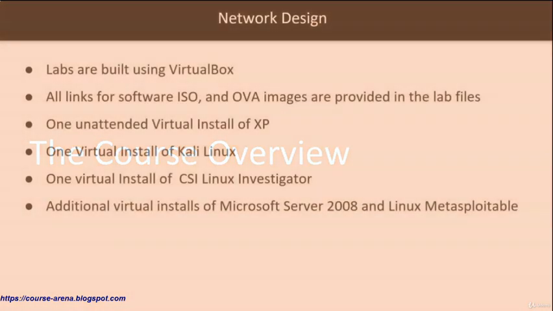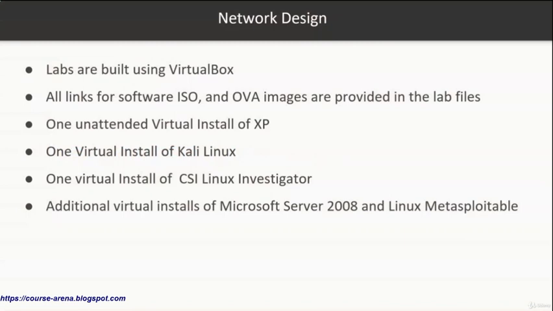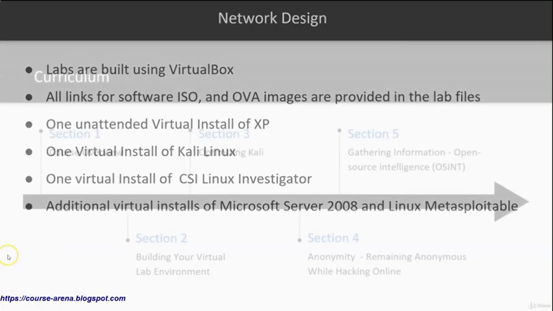This course was built and designed using VirtualBox, so all the lab files, all the videos show the use of VirtualBox. Students are free to use any hardware emulation program they want to use, such as VMware or Hyper-V, but I support VirtualBox. All the links for the software, any ISO files or OVA images are provided for you inside of the lab files. For this course, you're going to need one unattended virtual install of XP, one virtual install of Kali Linux, one virtual install of CSI Linux Investigator, and additional virtual installs of Microsoft Server 2008 and Linux Metasploitable. This course is broken down into sections.